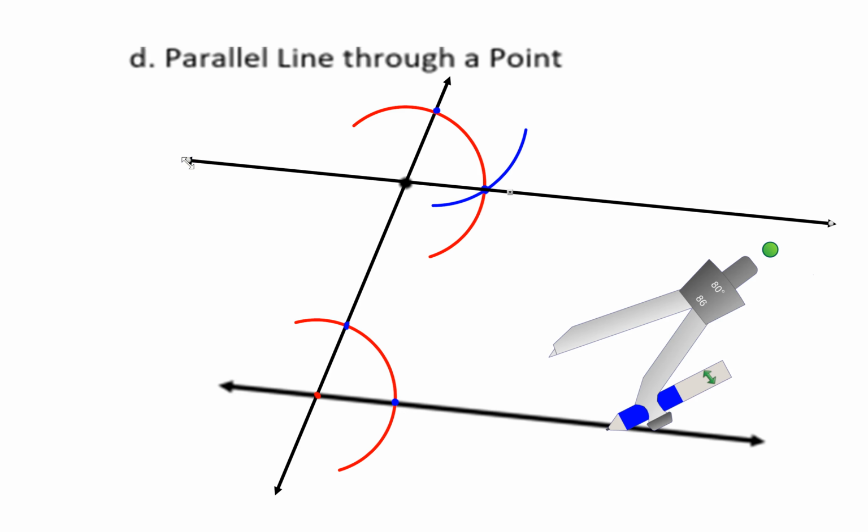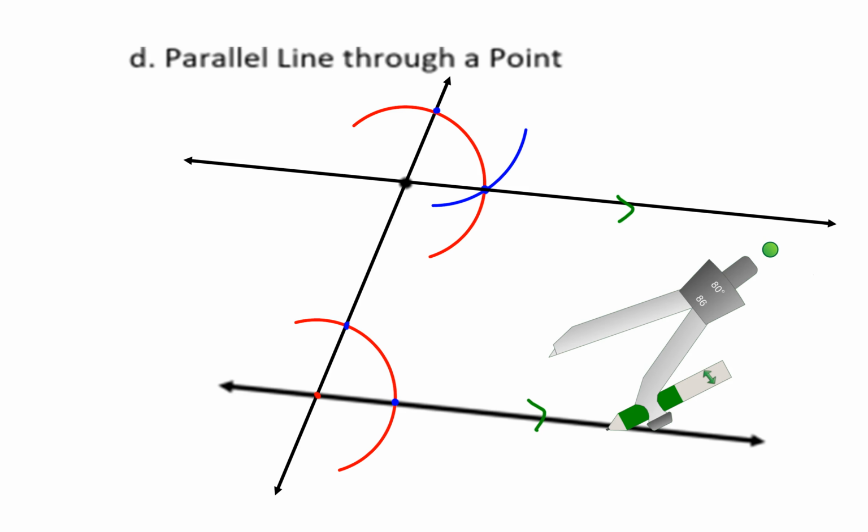Take a look. They're not perfectly parallel, but they're very, very close to being parallel. So this line here is parallel to that line there. And that's it. So you construct a parallel line through a point.